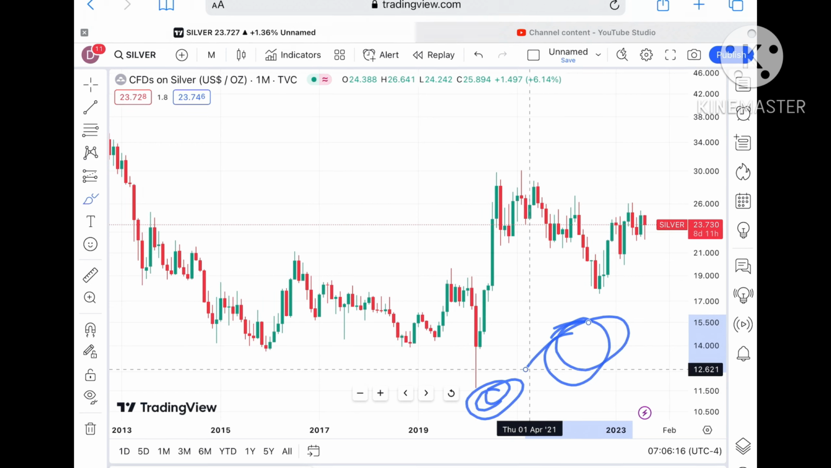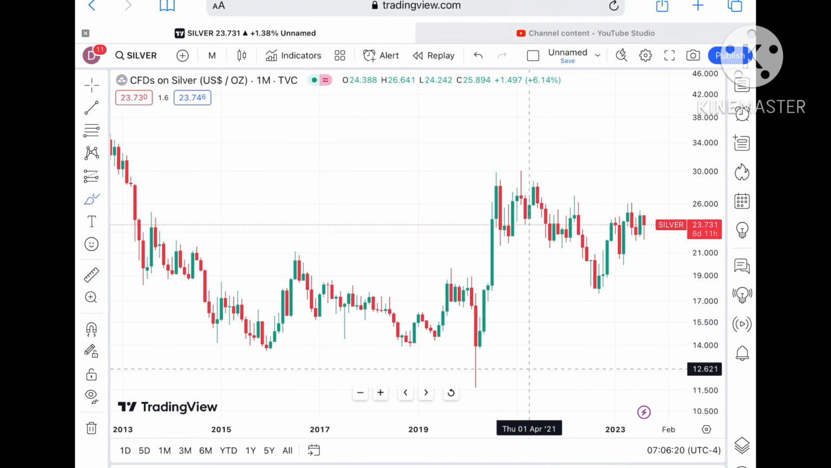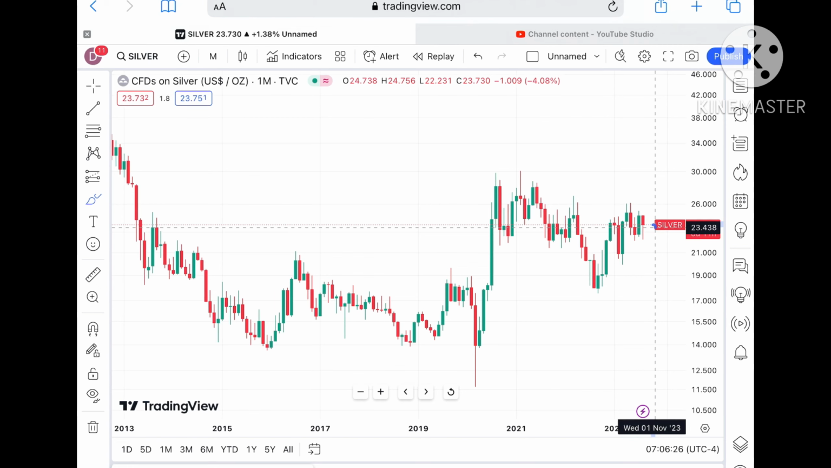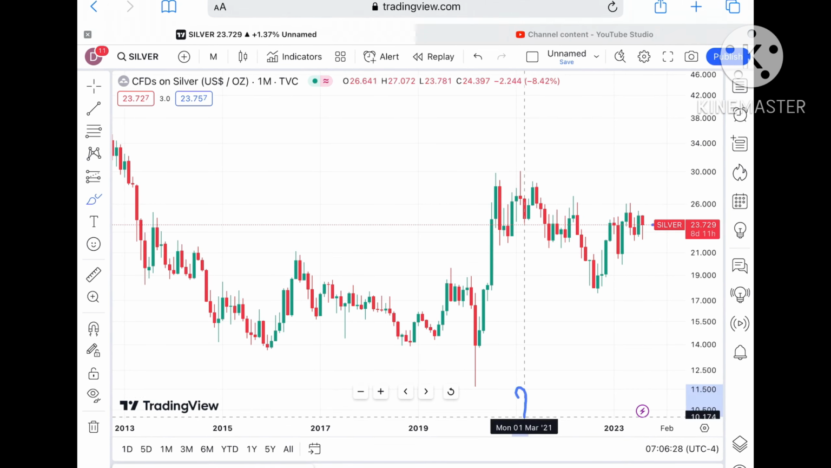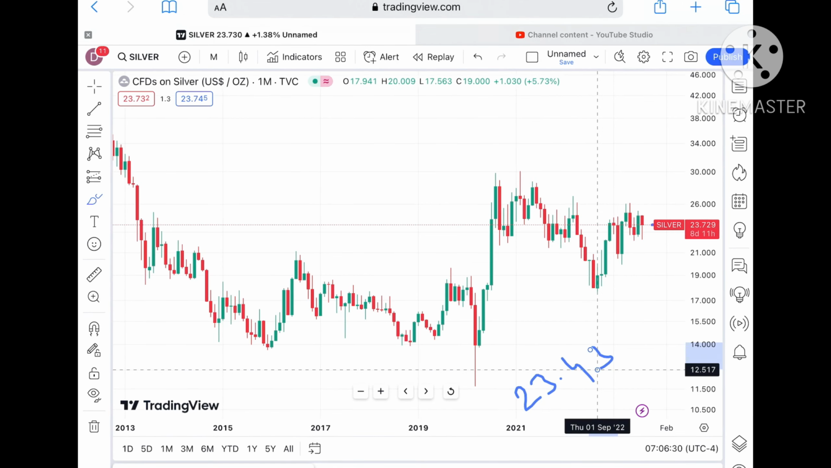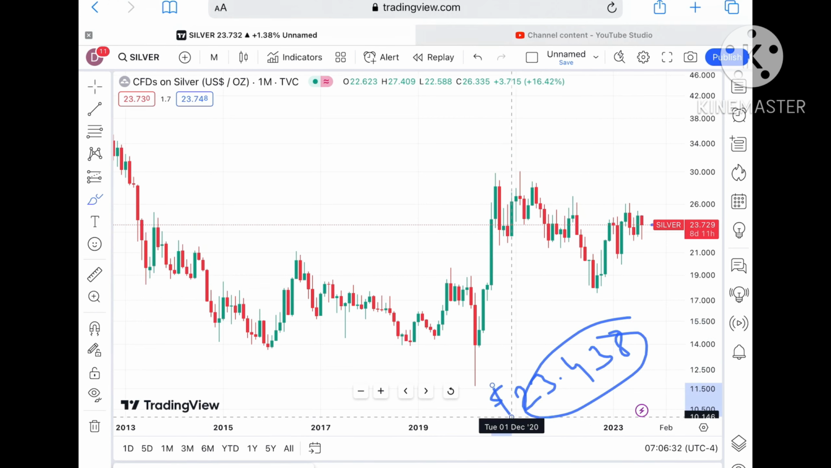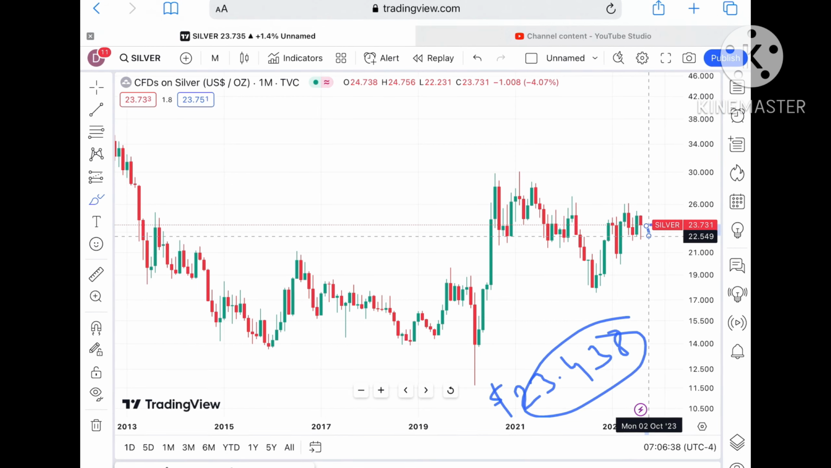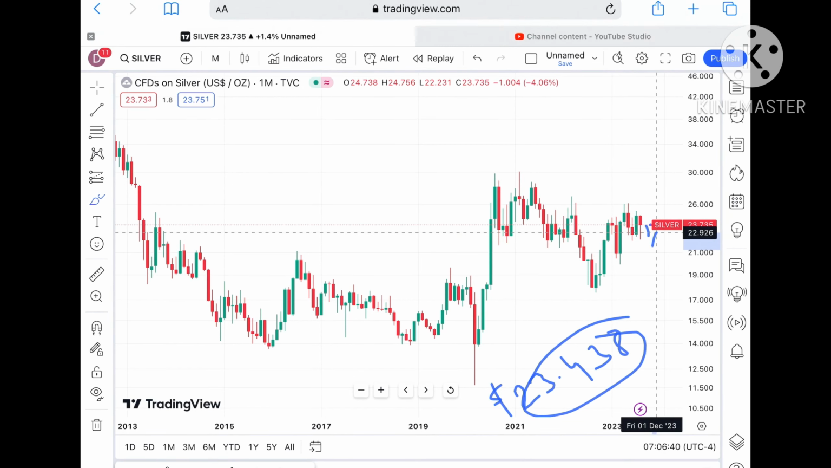The probability is very high that if it moves below the level of 22.7, it will go further down, but now it is trading at a level of $23.731. If this level doesn't sustain, we can see it move towards a level of $23.438. And if the price falls below that particular level, we will see it go further low, with chances of touching a level of around 23.